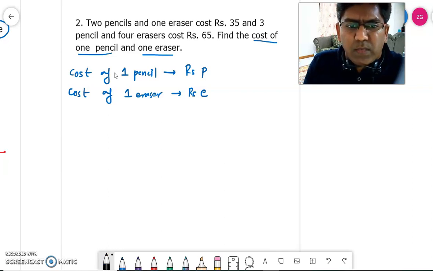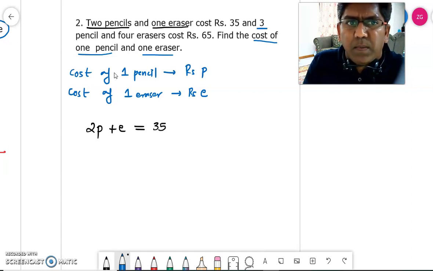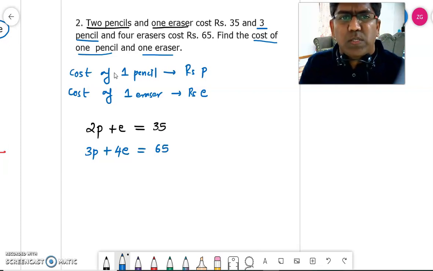Now let's have a look at the first condition. It says 2 pencils. So 1 pencil is P. So 2 pencils will be 2P and 1 eraser will be 1E or simply E. So when you buy 2 pencils and 1 eraser, you need to pay 35. And the second condition is you buy 3 pencils and 4 erasers. So 3P plus 4E, the total amount is 65. So you got the two equations based on the conditions.